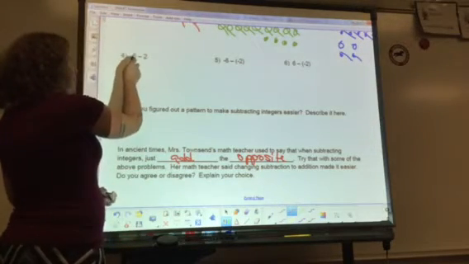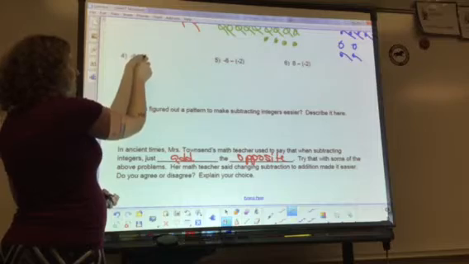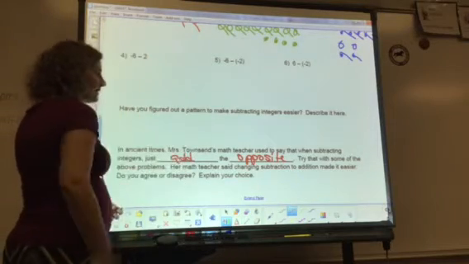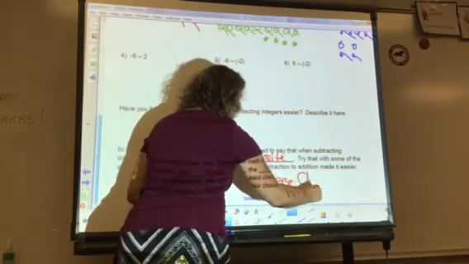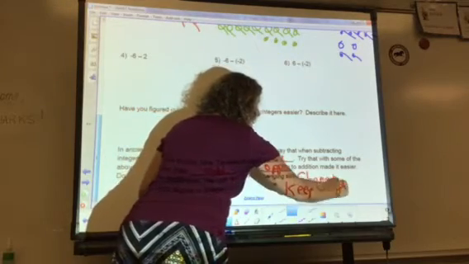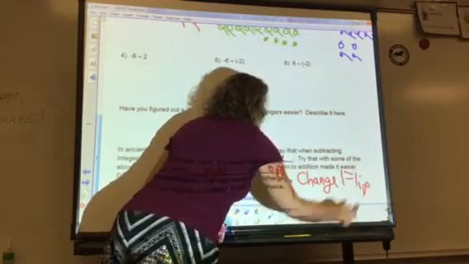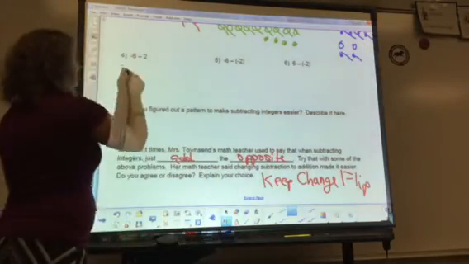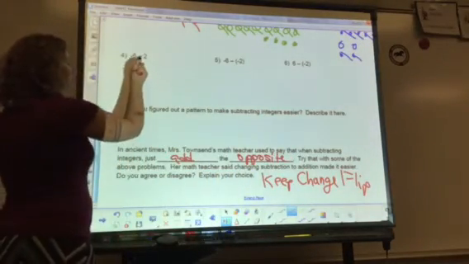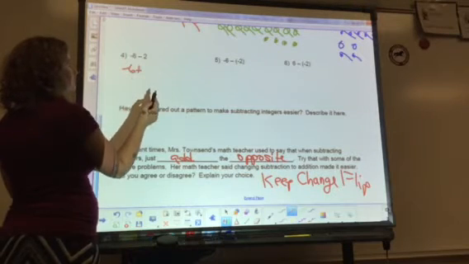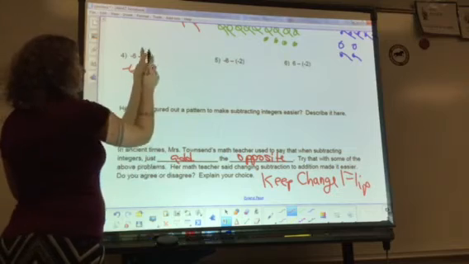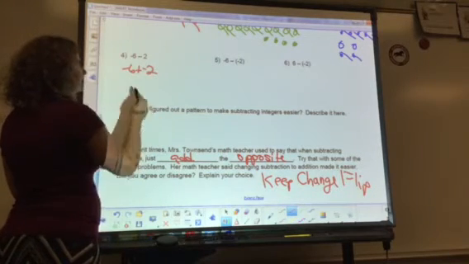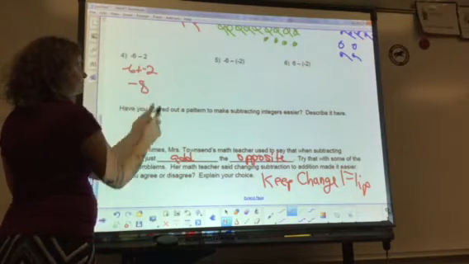So I keep, I change, and I flip the sign. If you like add the opposite, you can think it that way. You can think keep, change, flip. Same thing. So I keep the first number, negative 6. I change the minus into a plus. Now, that was a positive 2, wasn't it? So I need to change that into a negative 2. Negative 6 plus negative 2 is negative 8.